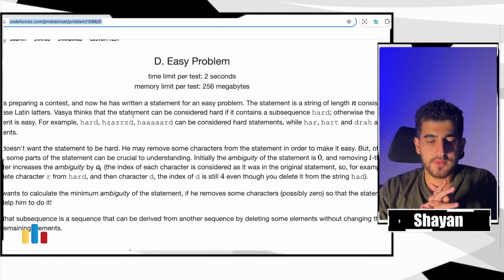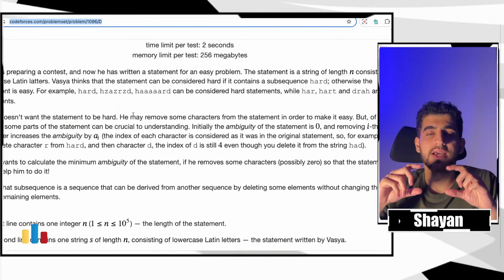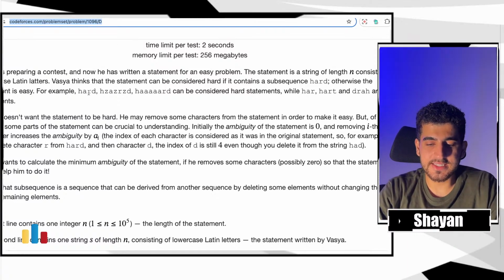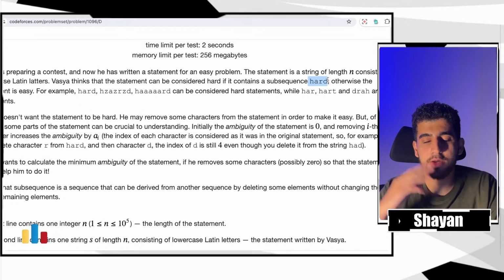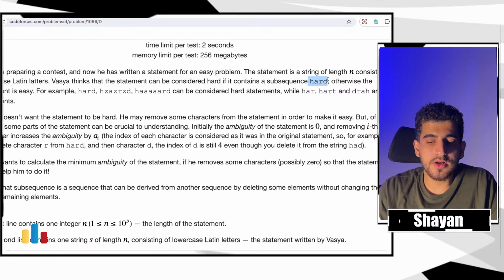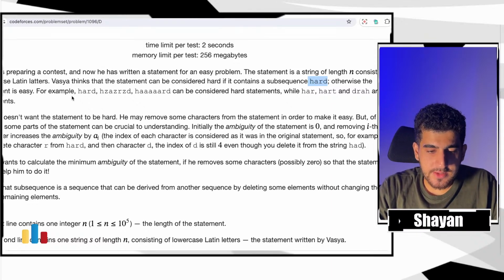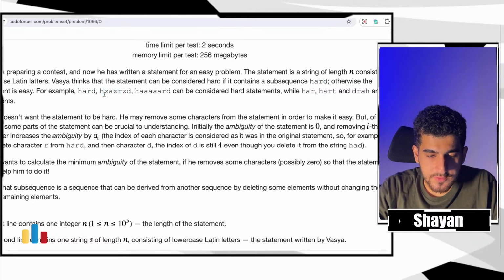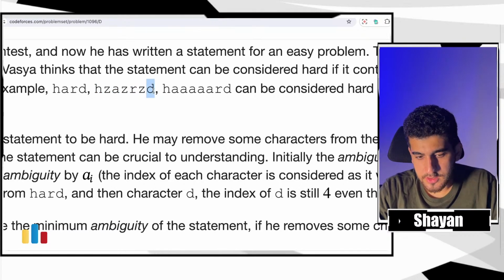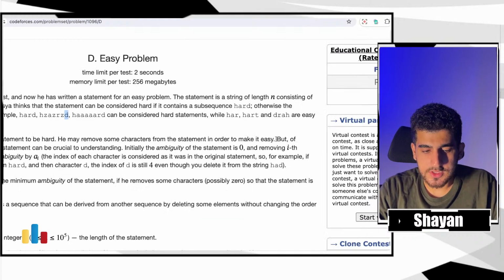It says that we have a contest, and each problem has a statement, and a statement is considered hard if and only if it has the word hard as a subsequence. So, for example, these statements are hard because this one has this H, this A, this R, this T, so it's hard. But these ones are not hard because they don't have hard as a subsequence.